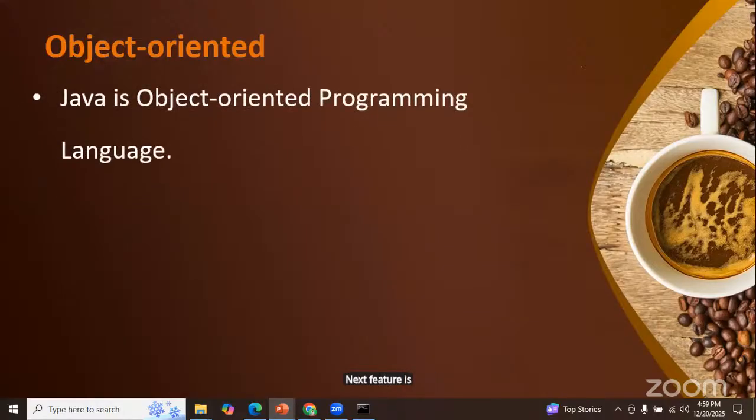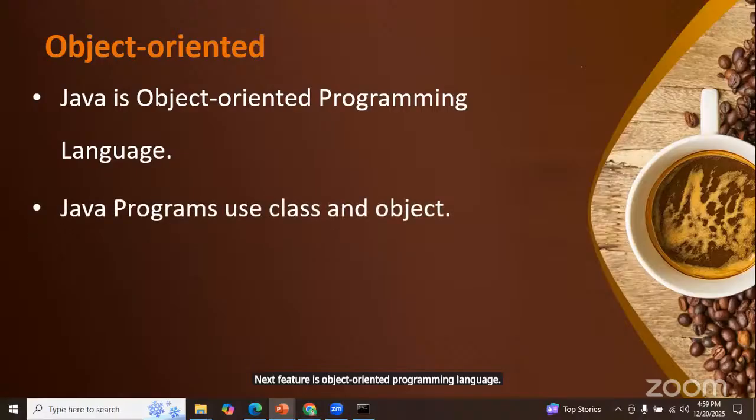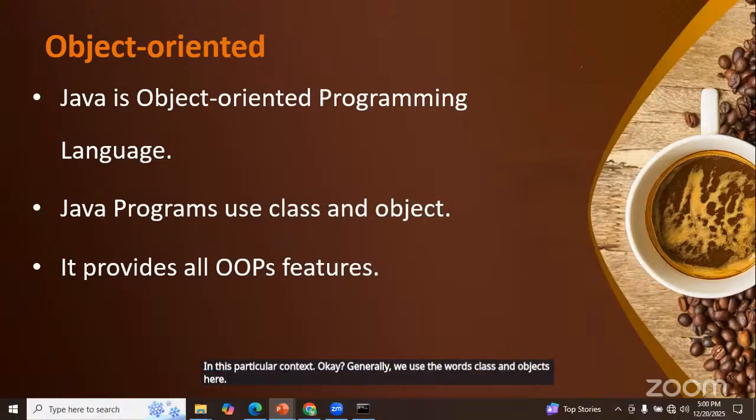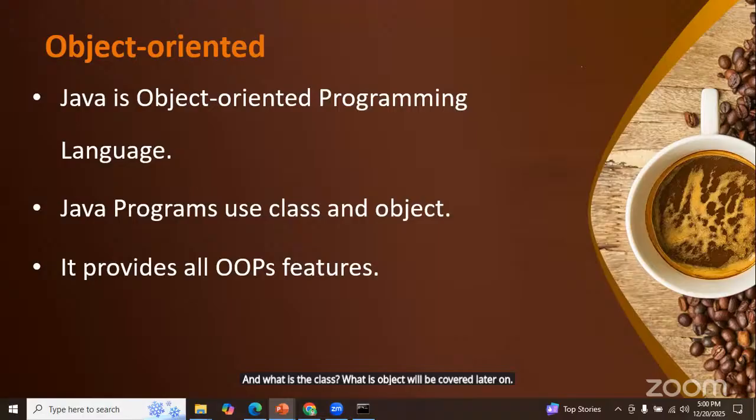Next feature is object-oriented programming language. Object in this particular context. Generally we use the words class and objects here. What is a class, what is an object will be covered later on. But as of now, just remember we have the object-oriented features. That is one of the great features of Java.